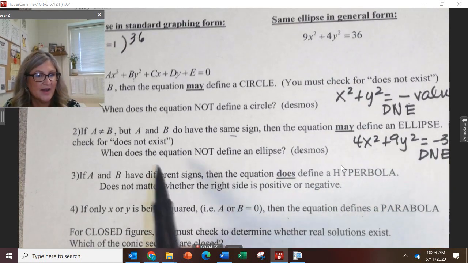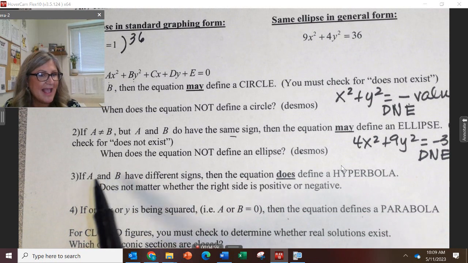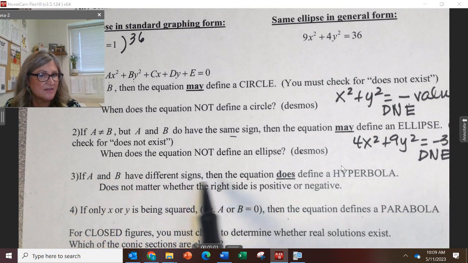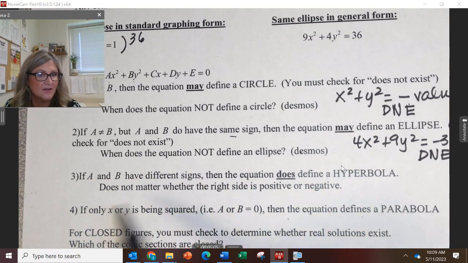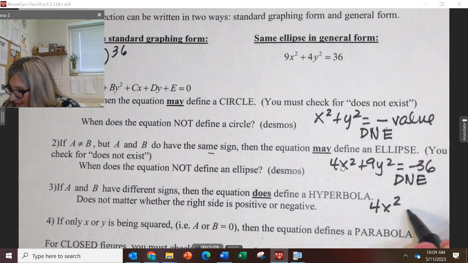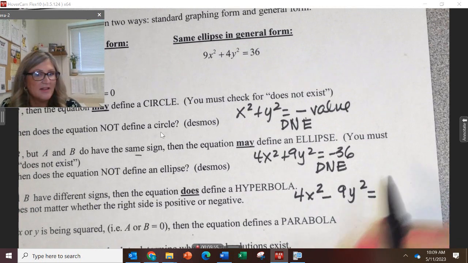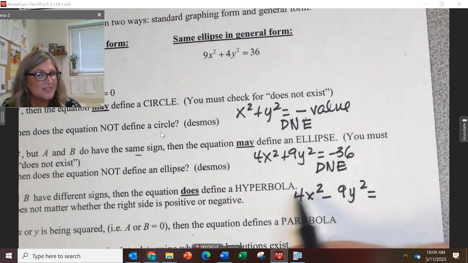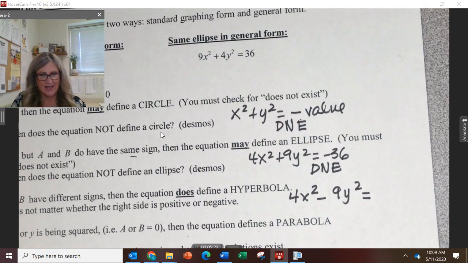All right, now the third thing that can happen. A and B have different signs, then the equation will always be a hyperbola. Okay, this is important. A and B have different signs. It does not matter what's over here. If A and B have different signs, it's always going to be a hyperbola. Remember how we looked at that?